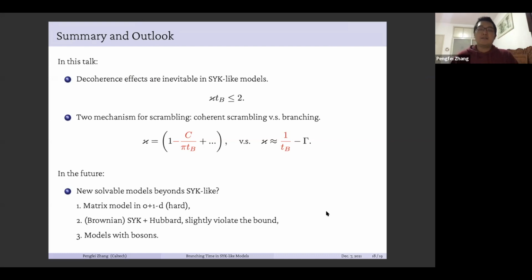So we can ask what about models with bosons. For example, we can ask about the supersymmetric SYK model. Although we do not have a proof for that, if we do the calculation in the low temperature limit, we will find the branching time is also of order 1. So it's really an open question what type of model we should look for in the future if we really want to have a very large branching time.